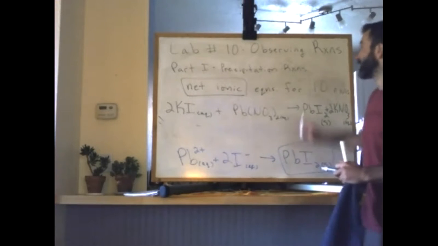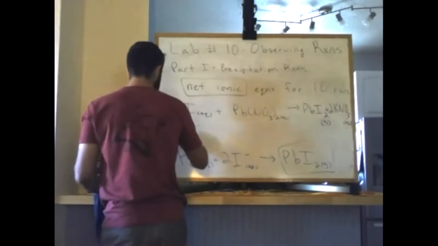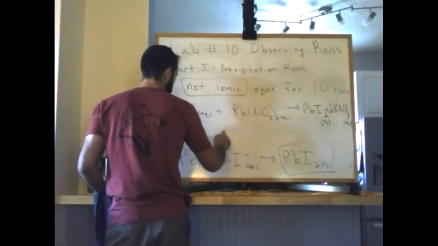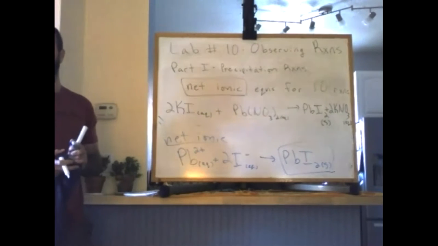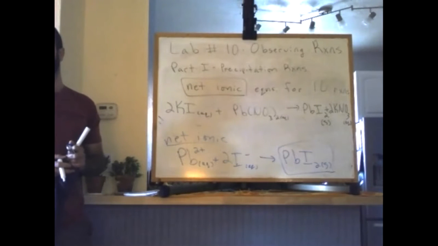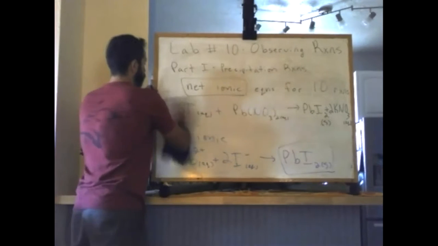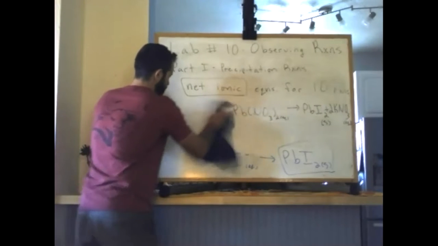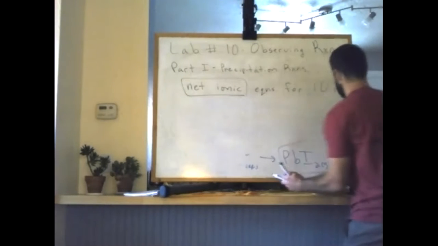So for 10 reactions for part 1, I want you to write balanced net ionic equations. This is a balanced net ionic equation. Great, so now you only have to do 9 more. All right. I hope that makes sense.